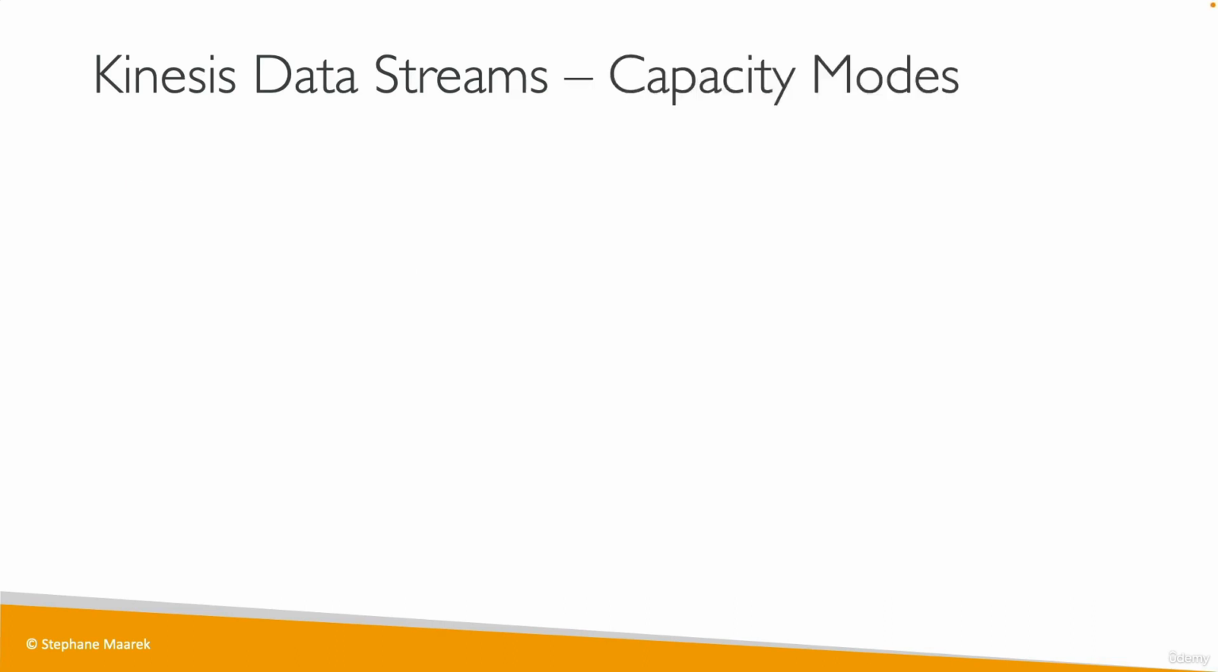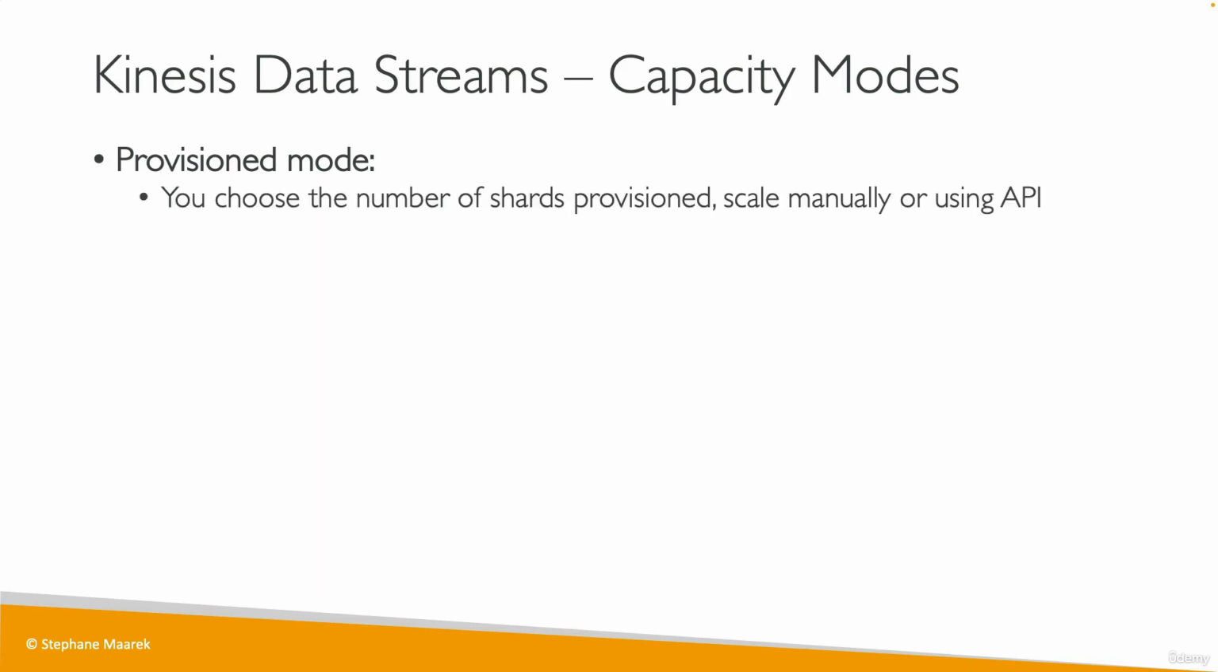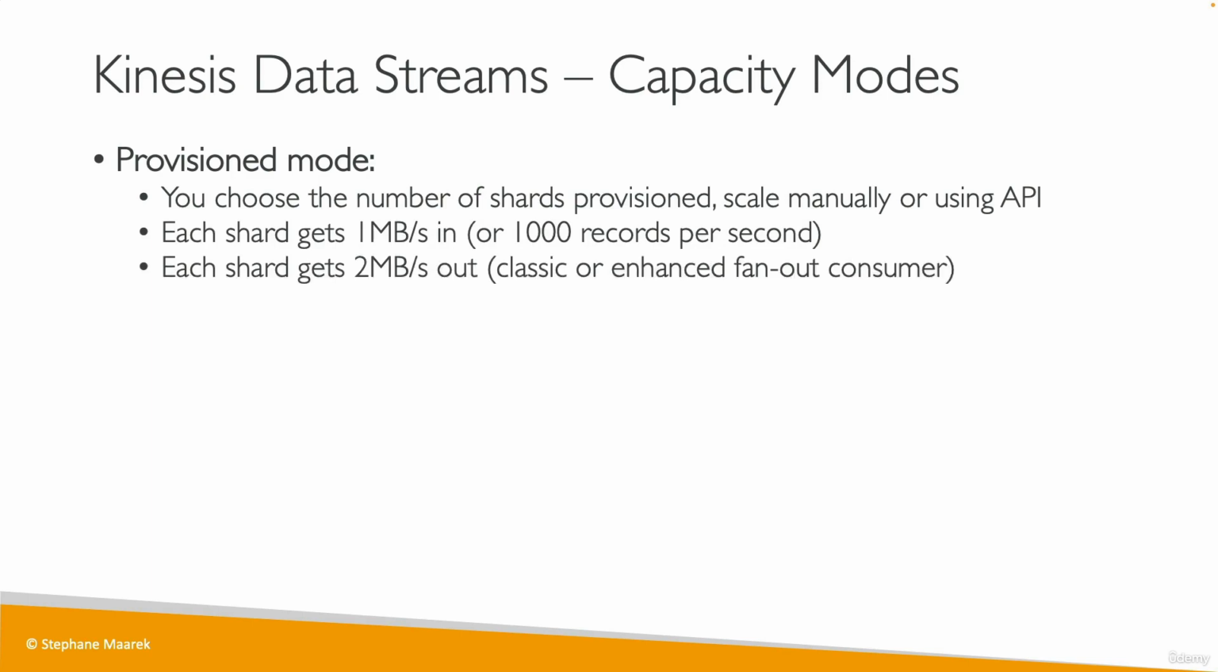Now for capacity modes, you have two options for Kinesis Data Stream. The first one, that's the historic capacity mode. It's called provisioned mode. So you choose a number of shards provisioned, and then you can scale them manually or using an API. And each shard in Kinesis Data Streams is going to get 1 megabyte per second or 1,000 records per second. And then for the out throughput, each shard will get 2 megabytes per second. And this is applicable to classic or fan-out consumer. You also pay per shard provisioned per hour. So you need to think a lot in advance, and it's why it's called provisioned mode.